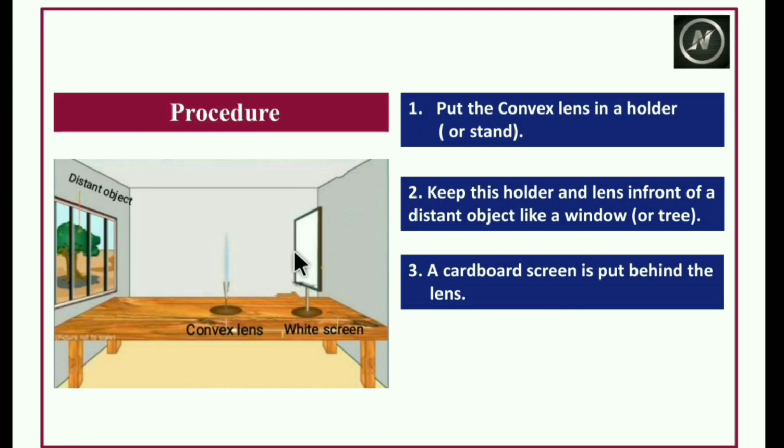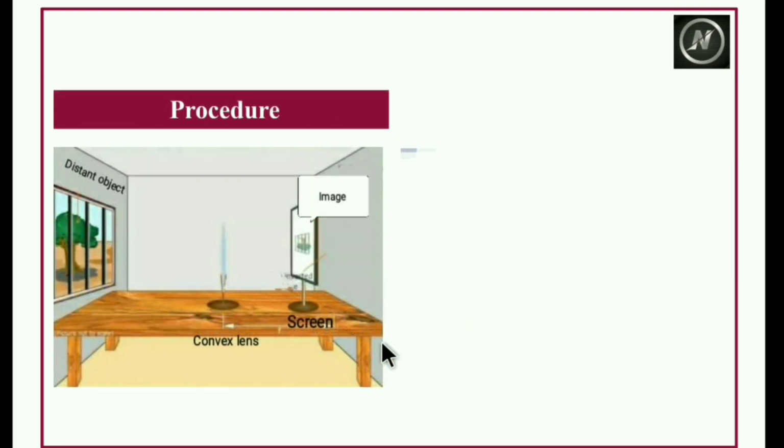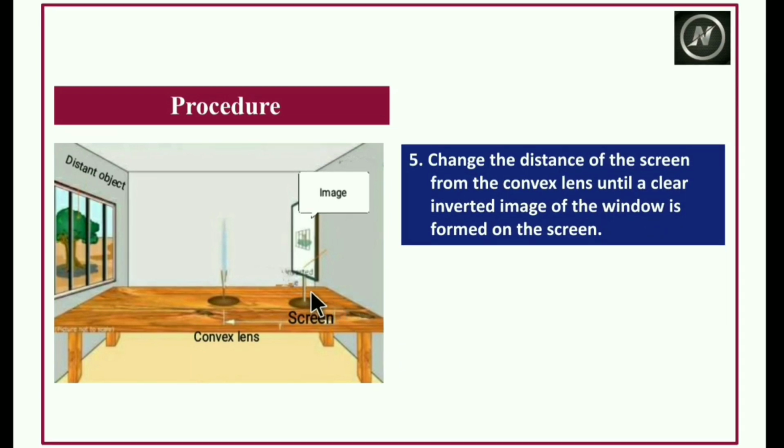And now a cardboard screen is put behind the lens. Now the rays are coming from the window and pass through the convex lens. Now change the distance of the screen from the convex lens until a clear inverted image of the window is formed on the screen.